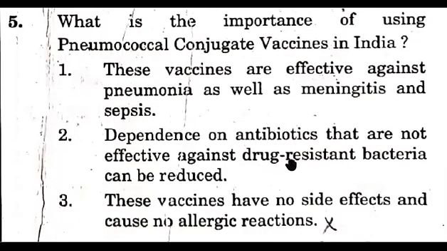Then question number 5 is connected to vaccines. Again, this is from science and technology. So you can see that so many questions this year have come from science and technology. What is the importance of using a pneumococcal conjugate vaccine in India? For this, one needs to have a basic understanding of what a vaccine is and what a pneumococcal vaccine is. A pneumococcal polysaccharide vaccine is also called a PPS vaccine. It helps the body fight against pneumococcus infections that cause pulmonary pneumonia.